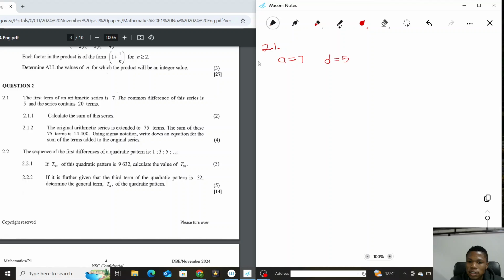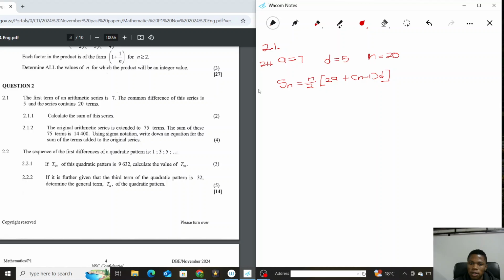They say calculate the sum of this series. Therefore, you're going to go to your formula sheet and take the formula for the sum of terms in an arithmetic series, and it is S_n equals n over 2 times (2a plus (n minus 1) times d).